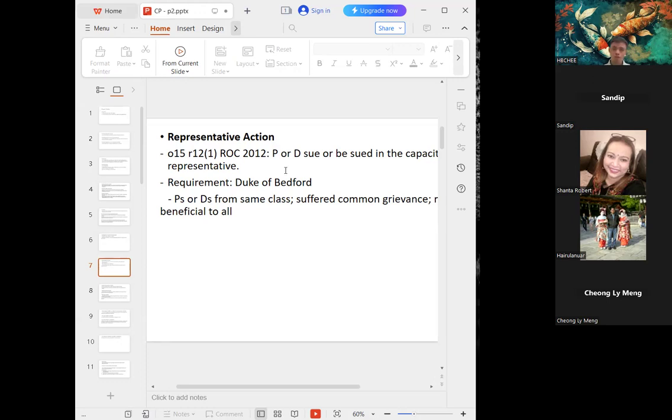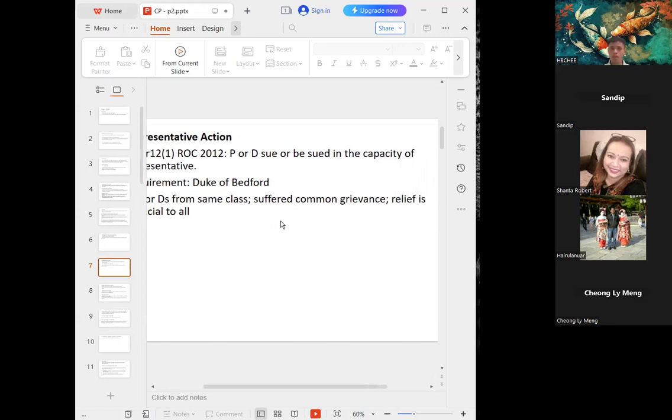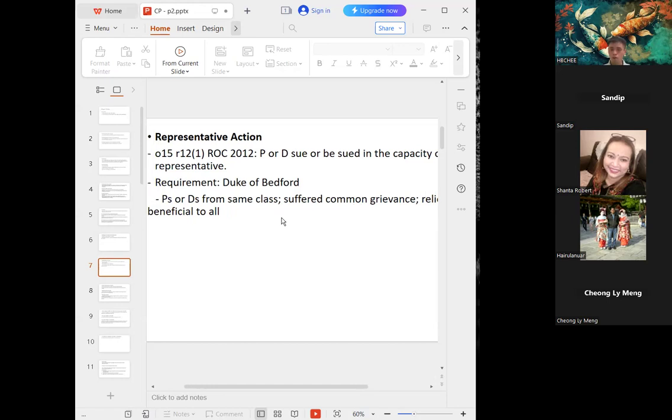So how to bring a representative action? The requirement is given in the case of Will of Bedford. There must be the same class, suffering a common grievance. The relief is beneficial to all, which means that whatever you get is fair for everyone, so that everyone is sharing the same.